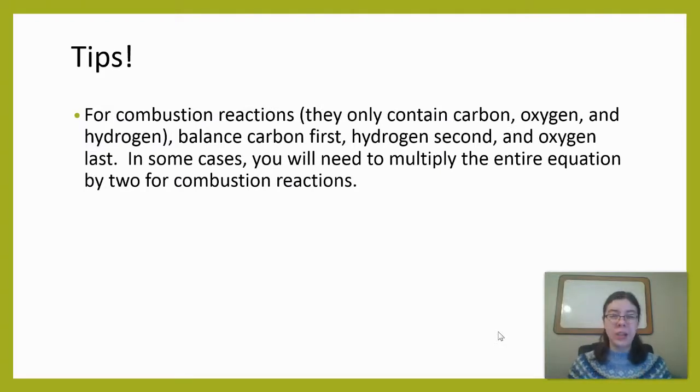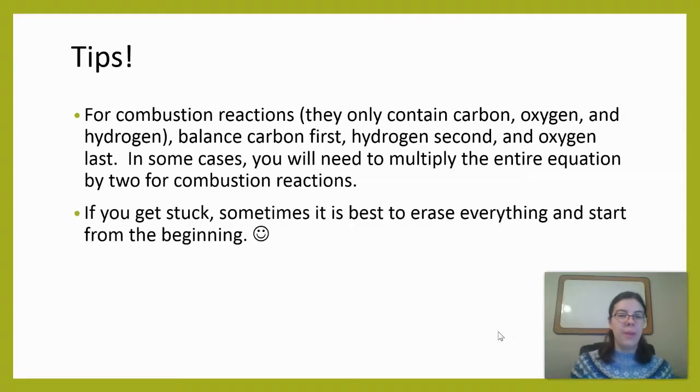Next, for combustion reactions, we'll talk more about these later this week, but combustion reactions only contain carbon, oxygen, and hydrogen. So for combustion reactions, you want to balance the carbon first, the hydrogen second, and the oxygen last. Oxygen last. Sometimes we're going to need to multiply the entire equation by 2 for combustion reactions in order to make everything work out. So we'll do a lot of practice with those as well.